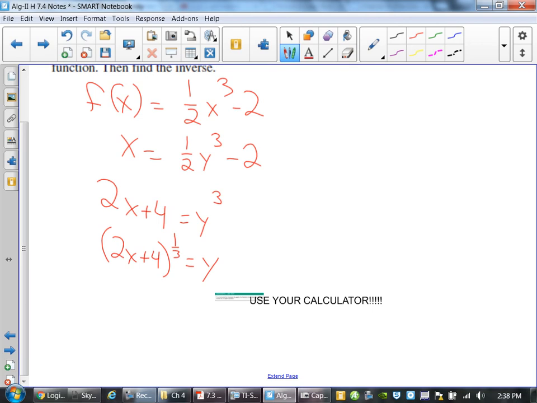Yes, sir? I'm not confused on this, but I don't remember being taught this: you add 2 first, and then you multiply by a half. Is there a rule saying that you have to do that? I always assumed that's the way you did it. You work backwards in the order of operations. Oh, that's how you did it? Yeah. Oh, I never knew.